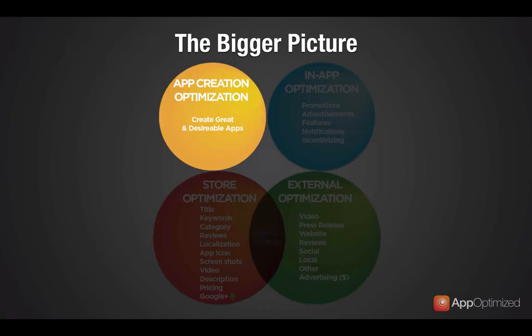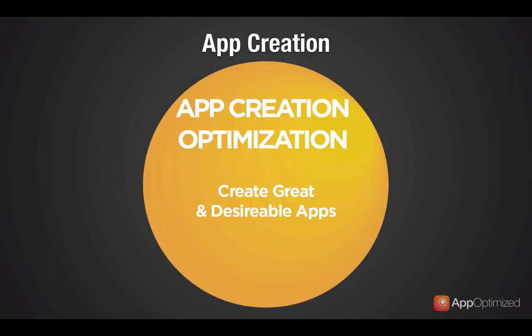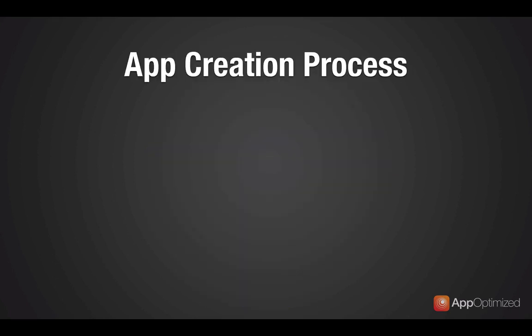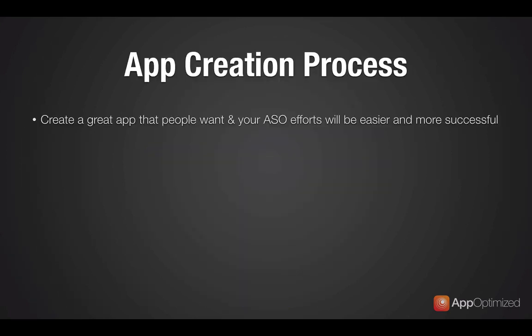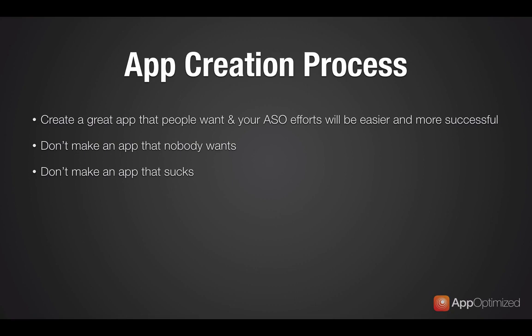So back in the graphic that I had created, the yellow circle represents the app creation process. And ideally, you want to create a great and desirable app. And so what makes a great and desirable app? You want to create a great app that people want, and this will make your ASO efforts easier and more successful. So obviously, don't make an app that nobody wants, and you also don't want to make an app that sucks. You may make an app that somebody wants, but if it sucks, it's still not going to do very well. So instead, consider these 4 things.